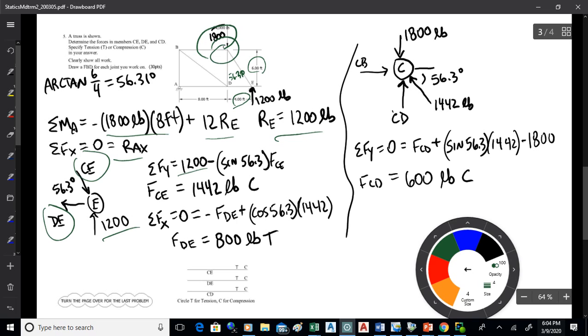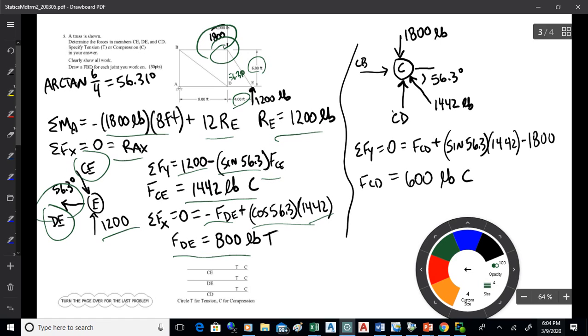1200 up in the Y direction minus the sine of the 56.3 times FCE down. Solve for FCE, it's 1442 pounds. Pushing down right, it's compression. Then you can go sum of FX is 0, so minus FDE pulling to the left is my assumption here, plus the cosine of the angle, cosine 56.3 times 1442 for the CE there. So we'll get FDE is 800 tension.